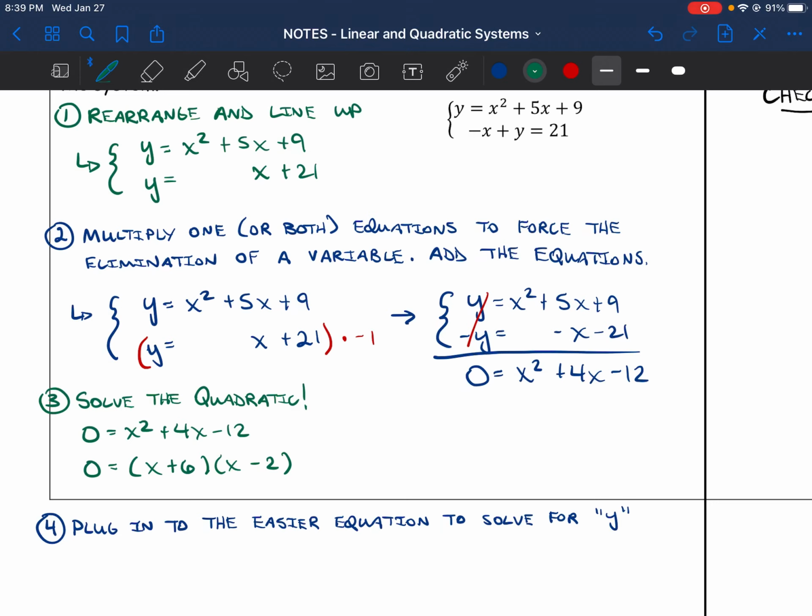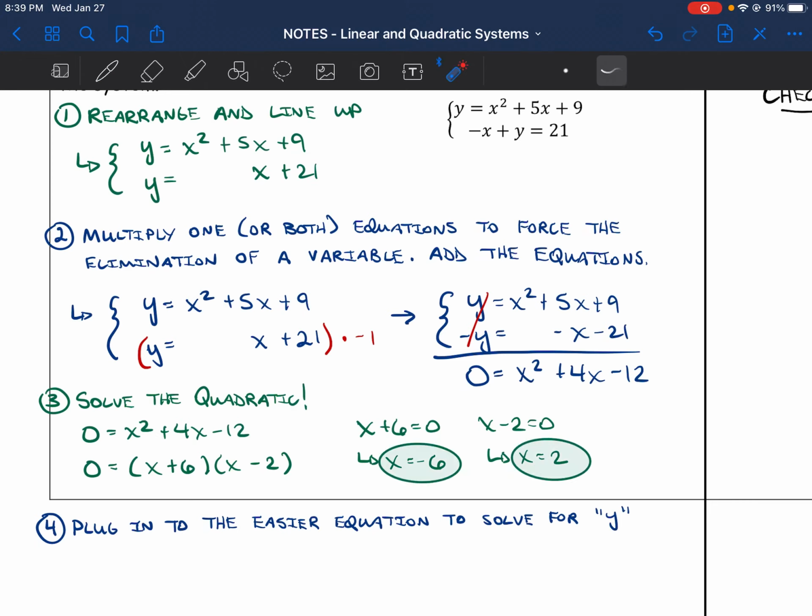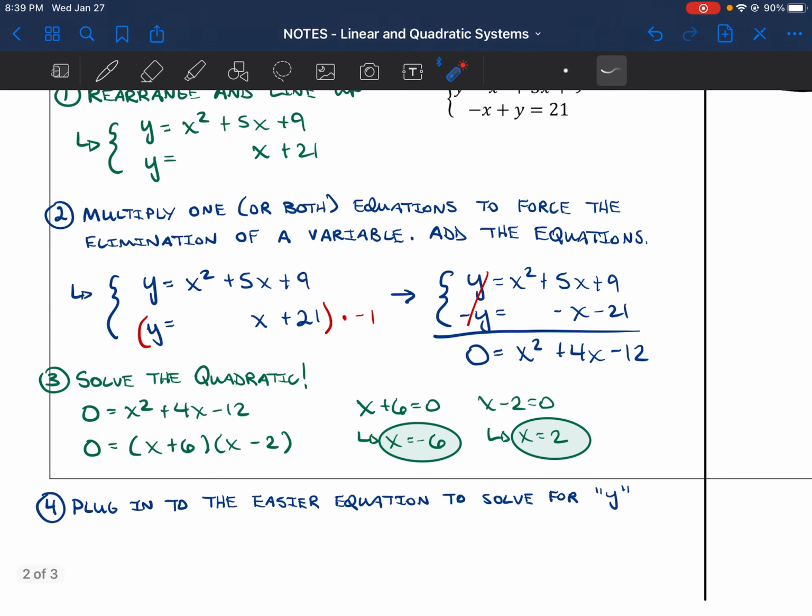And then let's go ahead and solve those. So using the zero product property, x plus 6 equals 0, x minus 2 equals 0. This is going to tell us that x equals -6, and this will tell us that x equals +2. Notice that once you've gotten past the second step, this is the exact same process as substitution. We were able to solve the quadratic.